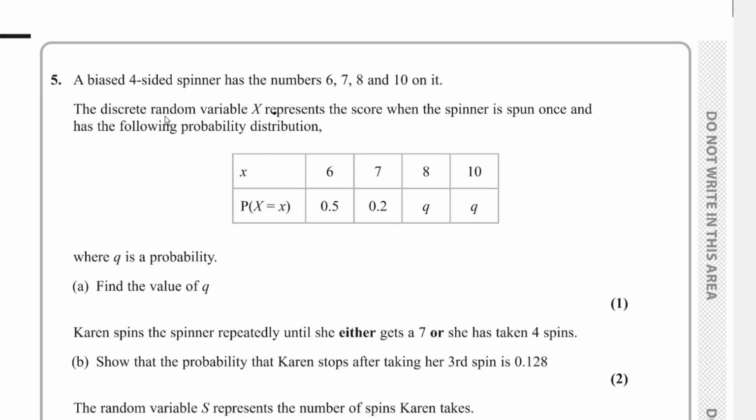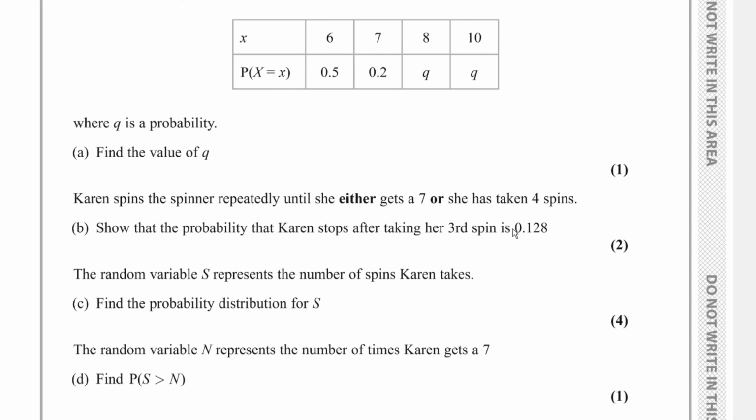Question number 5. A biased four-sided spinner has the numbers 6, 7, 8 and 10 on it. The discrete random variable x represents the score when the spinner is spun once and has the following probability distribution. So the probability that x equals 6 is 0.5, the probability that x equals 7 is 0.2, and the probability that x equals 8 and the probability that x equals 10 is q. And q is a probability. Part A, find the value of q.